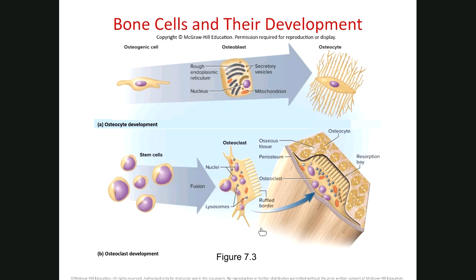Bone cells and their development, not a big deal on this really at all, okay? Remember, we have osteogenic cell. It will develop into an osteoblast. Osteoblast will develop into an osteocyte. Remember that we do retain a population of osteoblasts, and that population of osteoblasts will not become osteocytes. They will remain as osteoblasts because our osteoblasts are so important physiologically for bone deposition. All right. We have other stem cells that are going to result in osteoclasts.